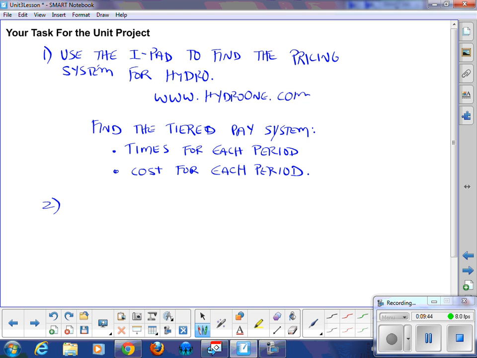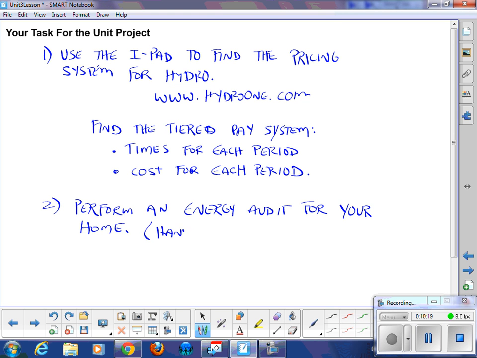Task two, you are going to perform an energy audit of your home. And it's going to be an approximation. You're not going to be sitting there looking over everyone's shoulder and measuring exactly how much everyone uses. But you're going to come up with an approximation of how much energy, how much electricity, how much water you use. So I have a handout for this. You'll get the handout from me.